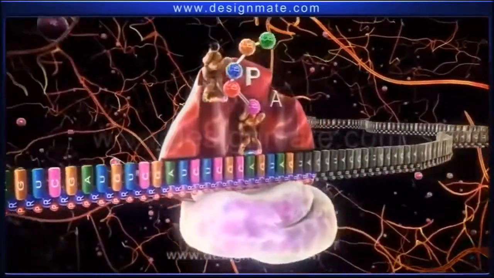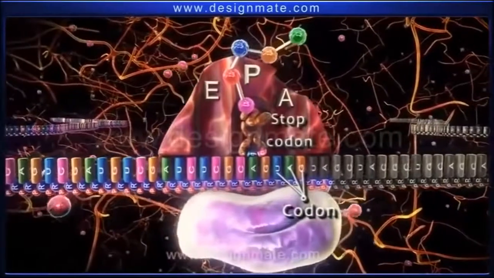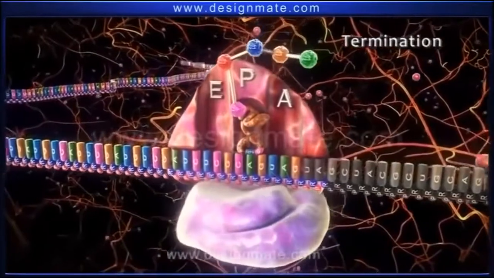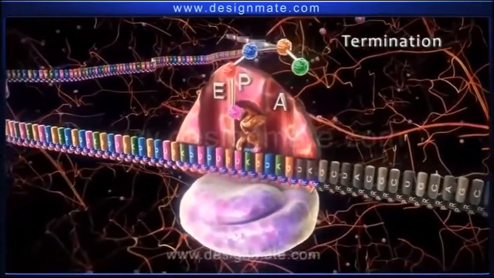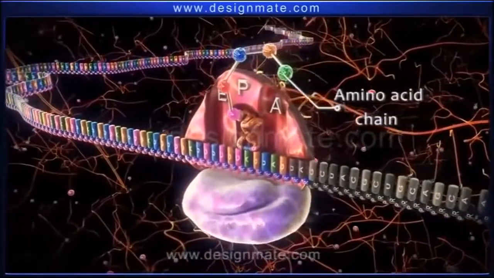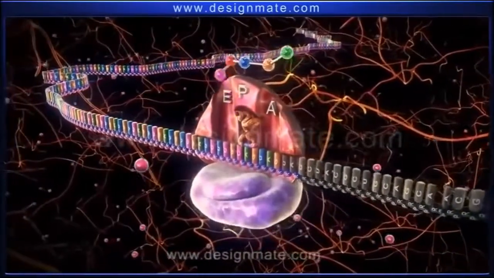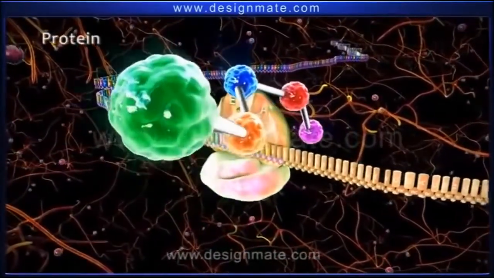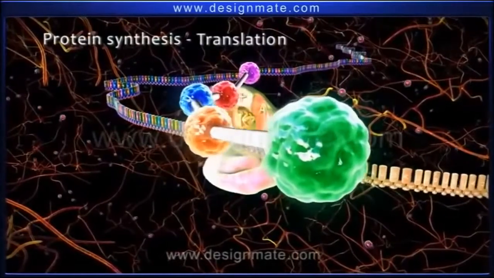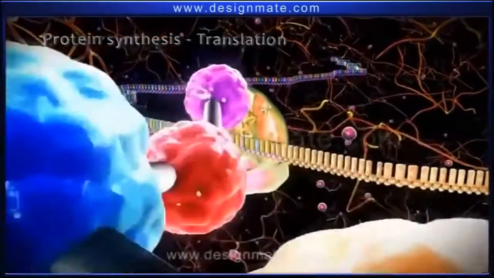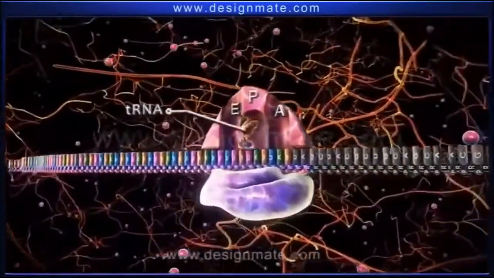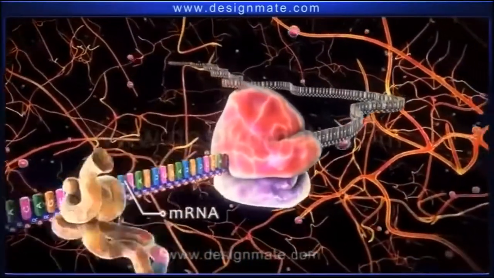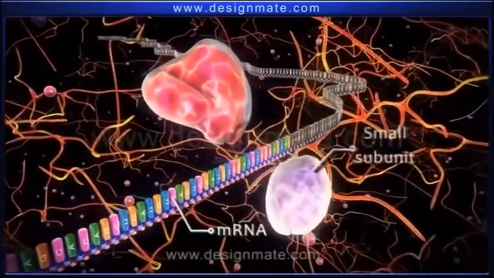Finally, when the UAG codon or the stop codon reaches the A site, elongation is terminated. Termination is the last stage of protein synthesis. The chain of amino acid molecules is released from the ribosome. This released amino acid chain is the protein, and this part of protein synthesis is known as translation. Then the tRNA detaches from the mRNA. The ribosome detaches and dissociates into its small and large subunits.